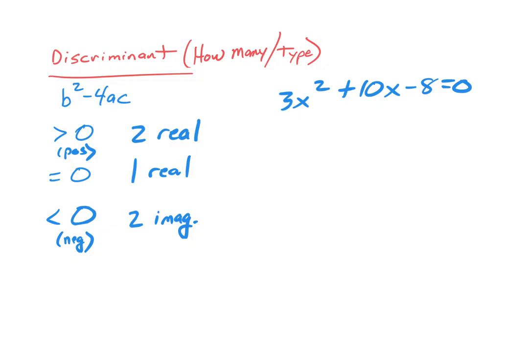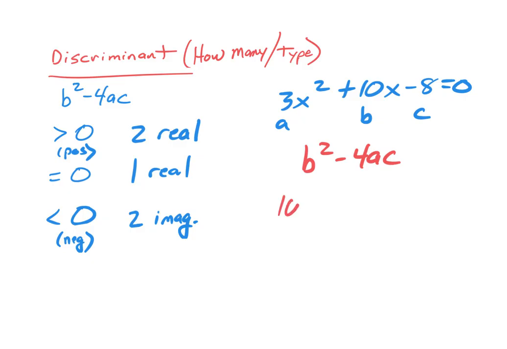Okay, whenever you have a discriminant problem, you don't have to say what the solution is or solve it. You just have to say what type and how many we're going to have. And these are your three options right here. Okay, so this is A, B, and C. So we are only going to plug it into this part right here. We're not doing the entire formula, just b squared minus 4ac.